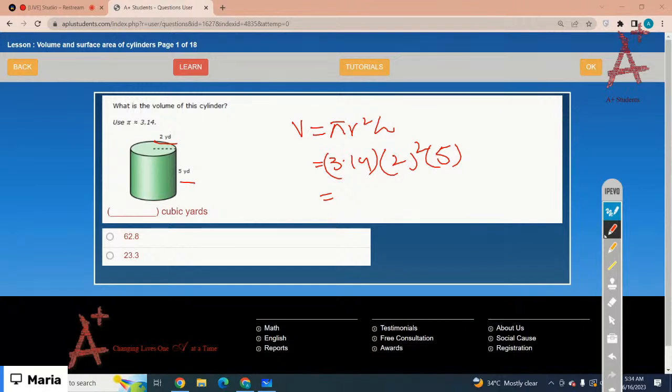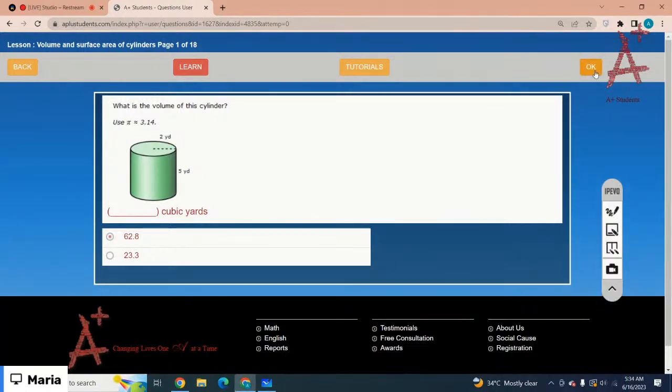Okay, you have to do 5 times 4 times 3.14. So that would be 62.8. Got it? The correct option is 62.8.